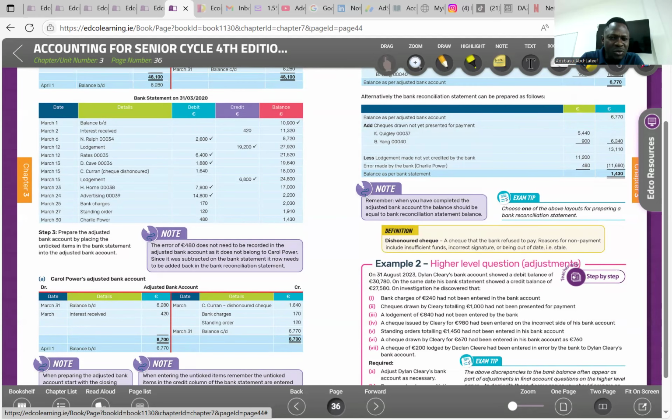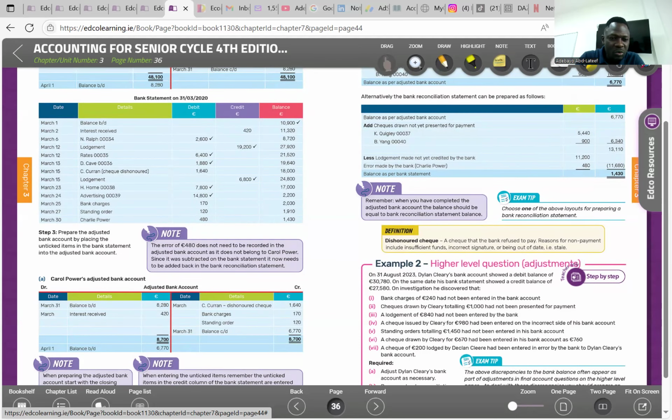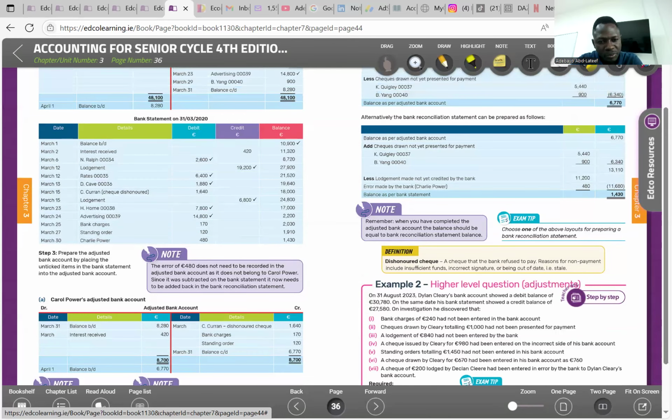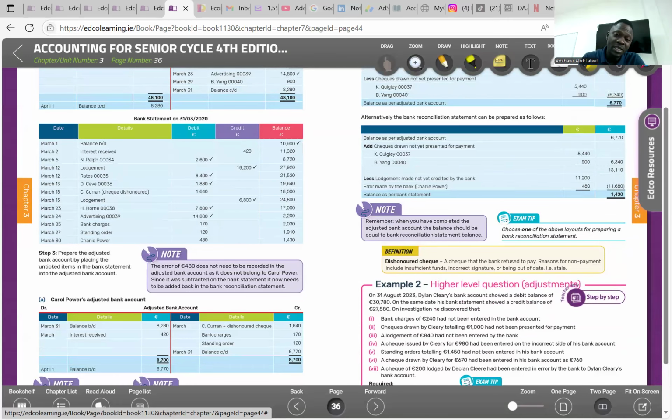We have 8,280 and interest received. We have an interest received of 420, which has not been recorded. So this will be on the debit side of the adjusted bank account because this amount of money belongs to the business. Now on the credit side of the adjusted bank account, we have the dishonored check, because the check has been dishonored, which simply means the money has not been paid to the business. So it has to be on the credit side of the adjusted bank account.